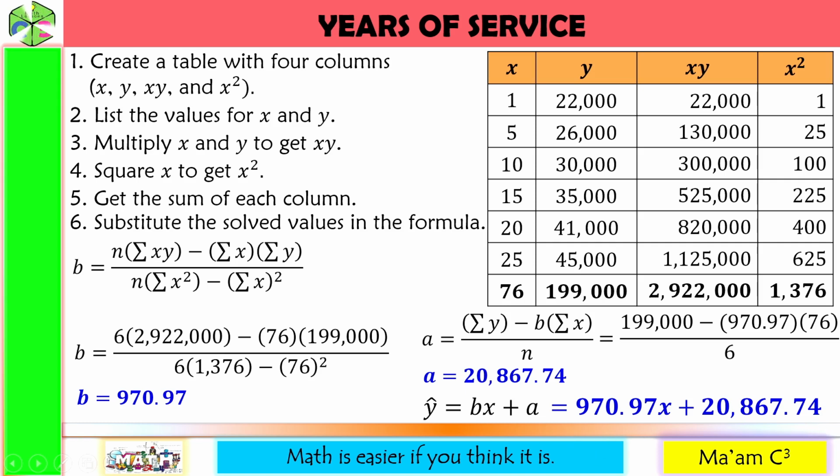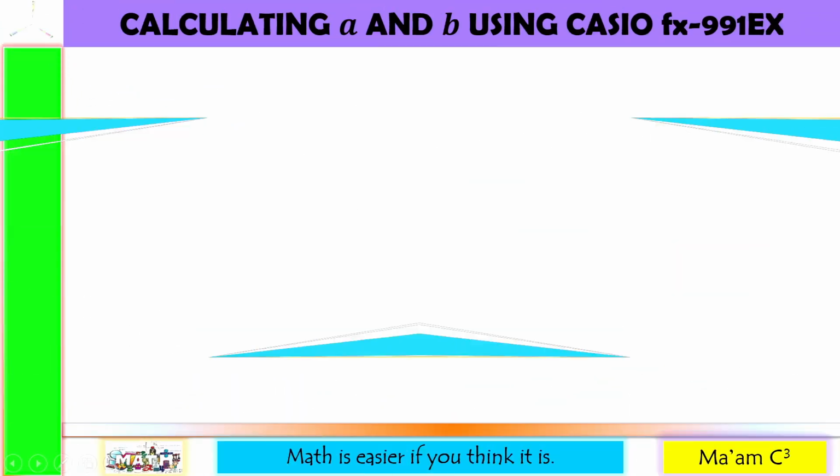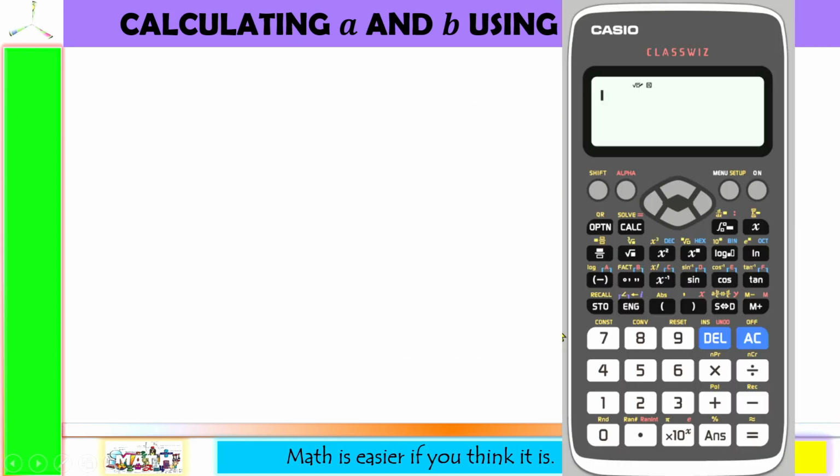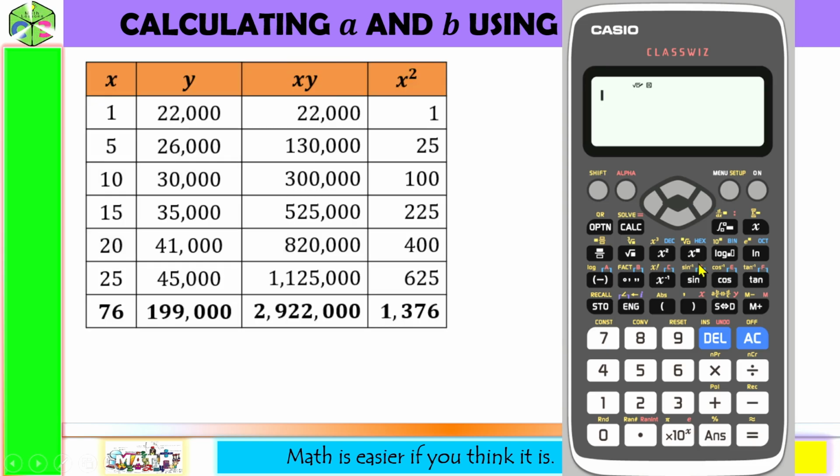This time, I am going to show you how to compute for A and B using Casio fx-991EX. I have here the emulator for Casio fx-991EX. Let us recall our given. Now let us set our calculator menu. We need number 6 for statistics. Since we have two variables, we're going to choose 2. Now we are going to input our values.